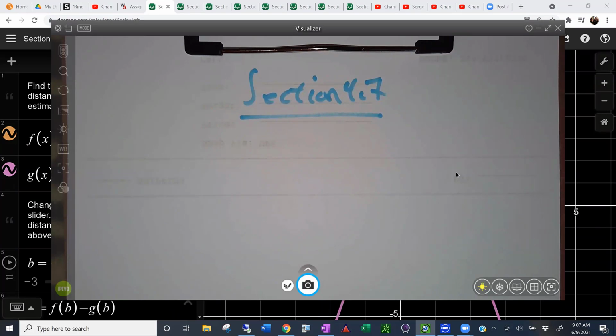So section 4.7 discussed optimization problems. And this is kind of a really cool section because this is starting to get at some real world type applied problems. Now, we're not actually going to get too much into the real world, but it will give you a taste of how calculus is used outside of a classroom. Now, we're going to start out with kind of a friendly problem.